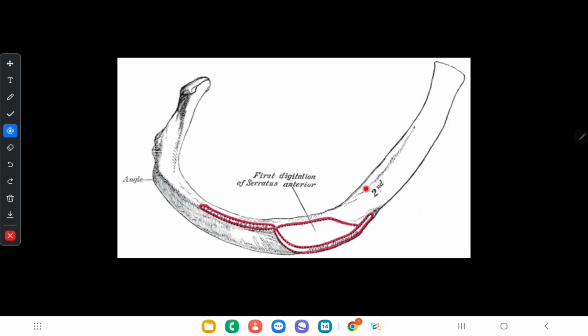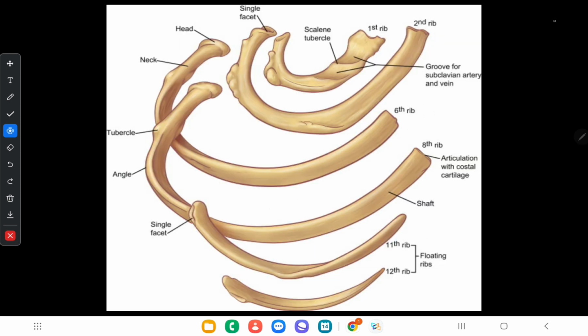When we talk about the second rib, it is not much different from a typical rib, but you can see there is a special area for the attachment of the first digitation of serratus anterior. That means on this outer surface, there is a roughened area for this attachment.